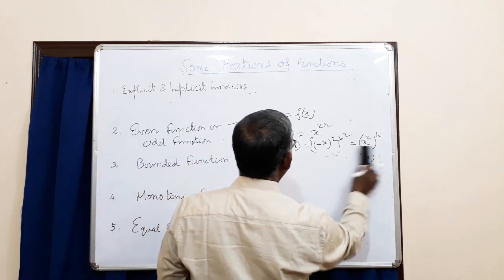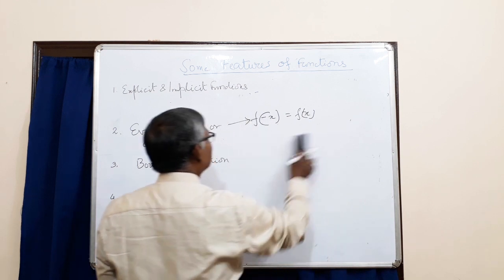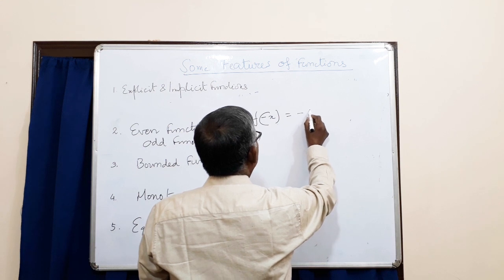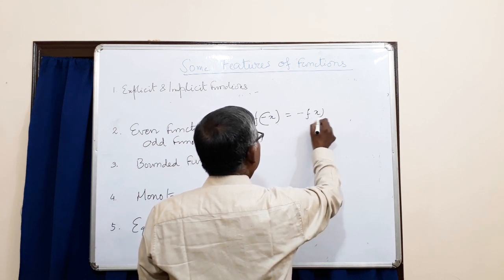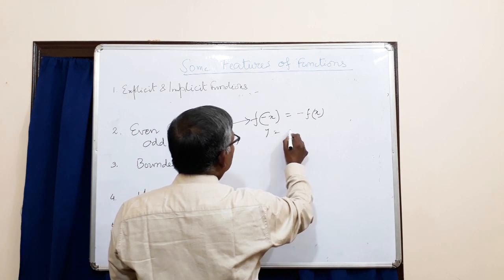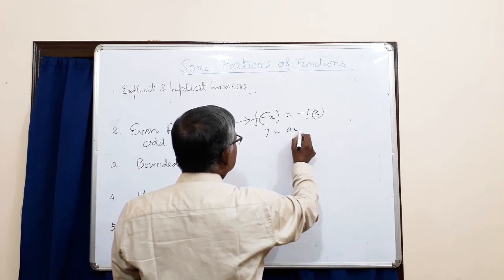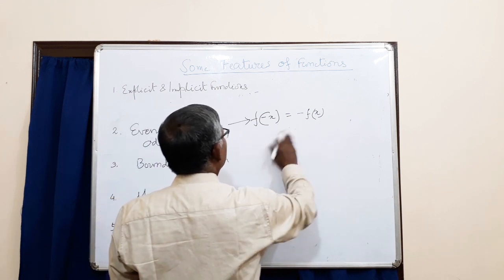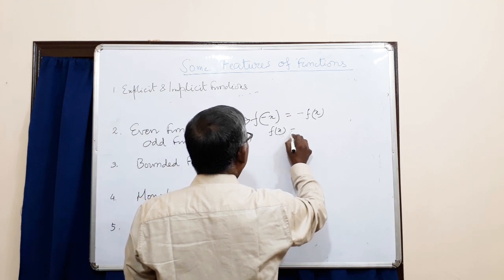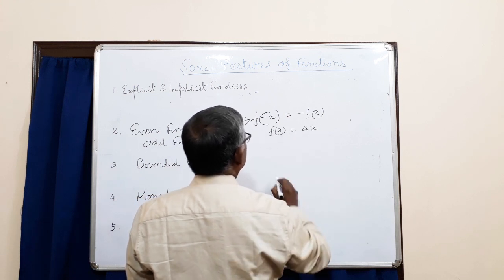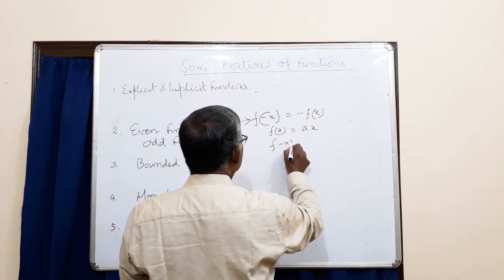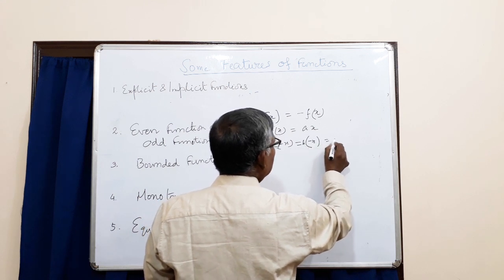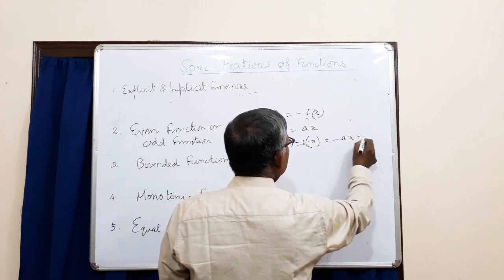Now what is odd function? If you get f of minus x equals minus of f of x. Suppose y equals ax, f of x equals ax. So f of minus x equals a into minus x, so minus of ax, so minus of f of x.